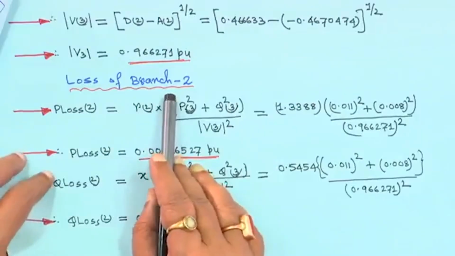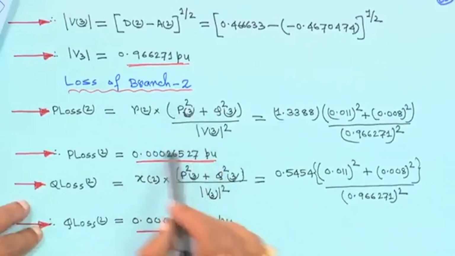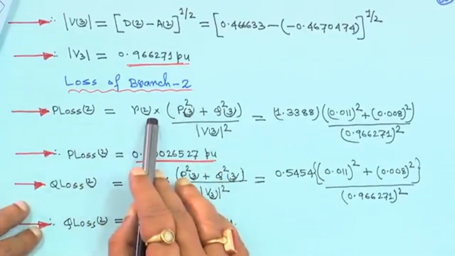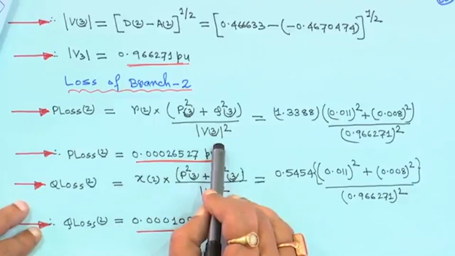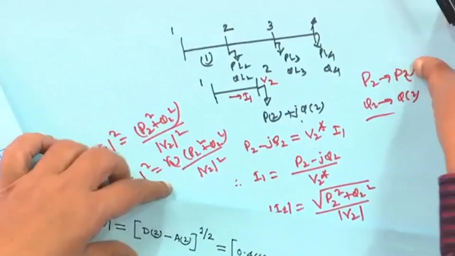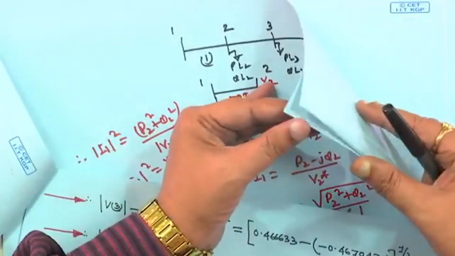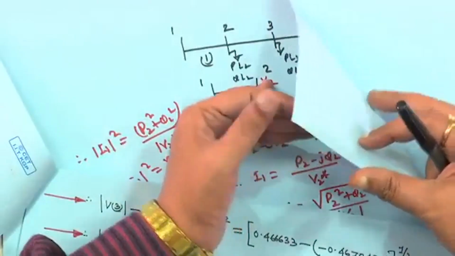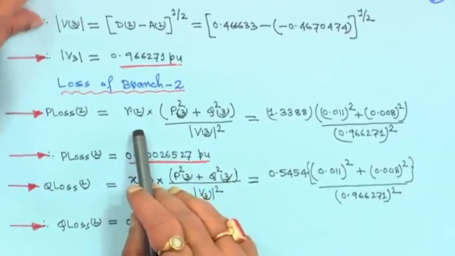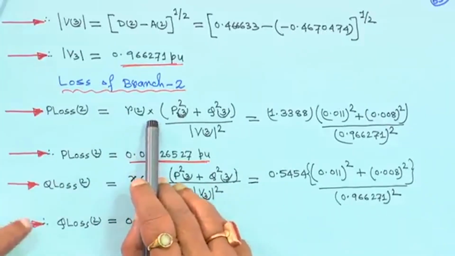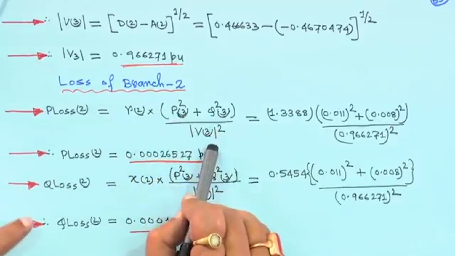Okay. So, next is loss of branch 2, right. Similarly, P loss 2 will be R 2 into (P 3 square plus Q 3 square) upon V 3 square. This I have already told you. If you take the electrical equivalent of branch 2, just hold on, I will show you once again. So, power loss of branch 2, P loss 2, will be R 2 into (P 3 square plus Q 3 square) upon V 3 square.